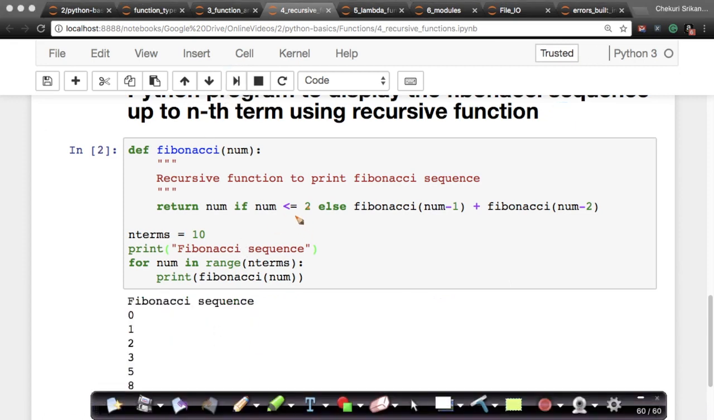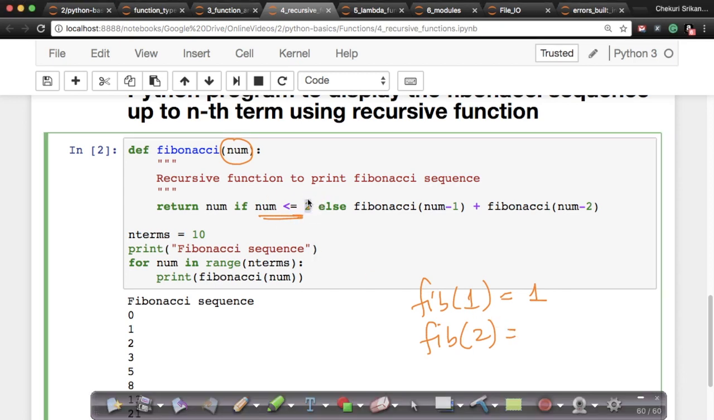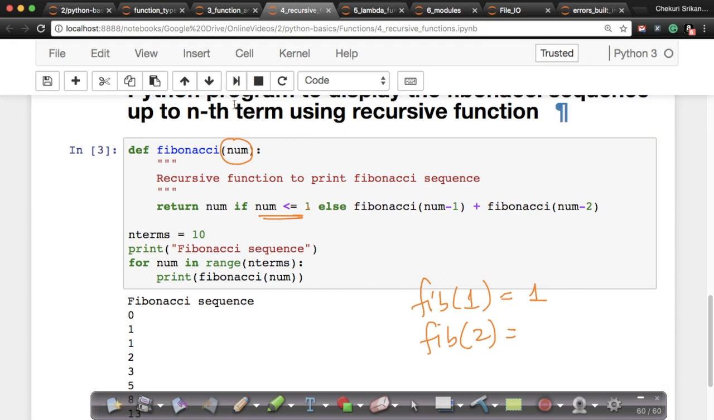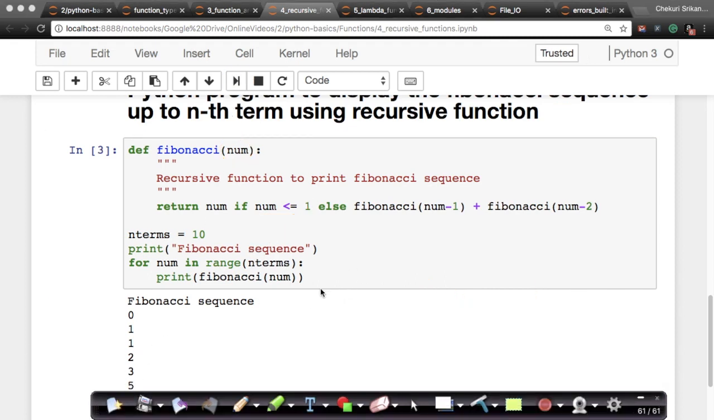So what I'm saying here is that if you're given Fibonacci of 1, I'm saying Fibonacci of 1 equals 1 itself. Fibonacci of 2 equals to, oh, there is a small bug. Sorry. Okay, let me just say num less than equal to 1. So this is the right implementation. Now let me explain you why. Okay, so what it's saying here is return num if num is less than equal to 1.